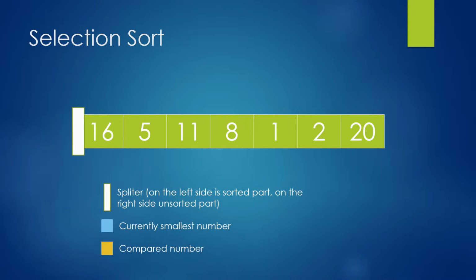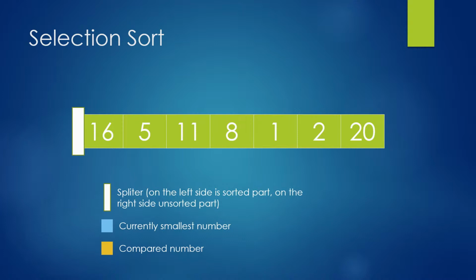So we take the first number of the unsorted part and compare it with every number behind it. If we find a smaller number, we are going to mark that number as smallest. And once again we compare it to numbers behind. When we reach the end of the unsorted part, we know that we have marked the smallest number.